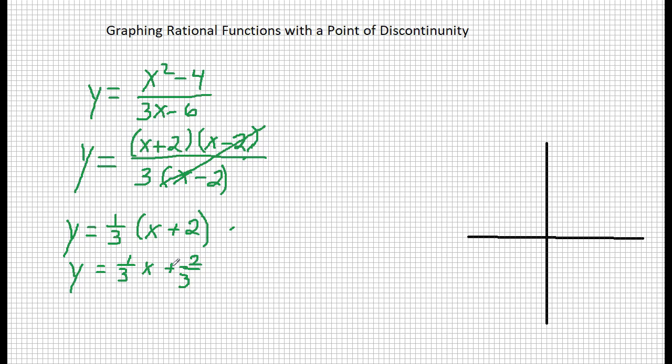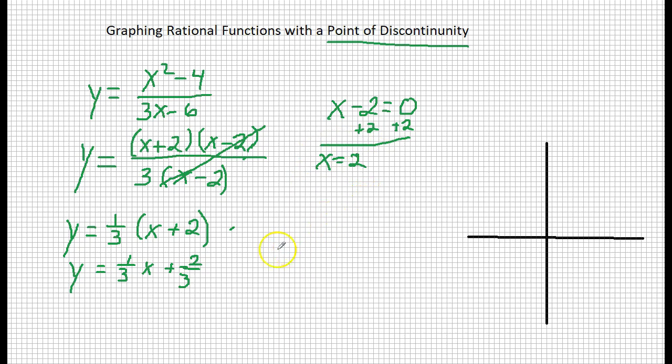But here's where our key point of discontinuity comes into play. See this that canceled out? x minus 2. If we set this equal to 0 and solve for x, at x equals 2, we are going to have a hole in the graph.